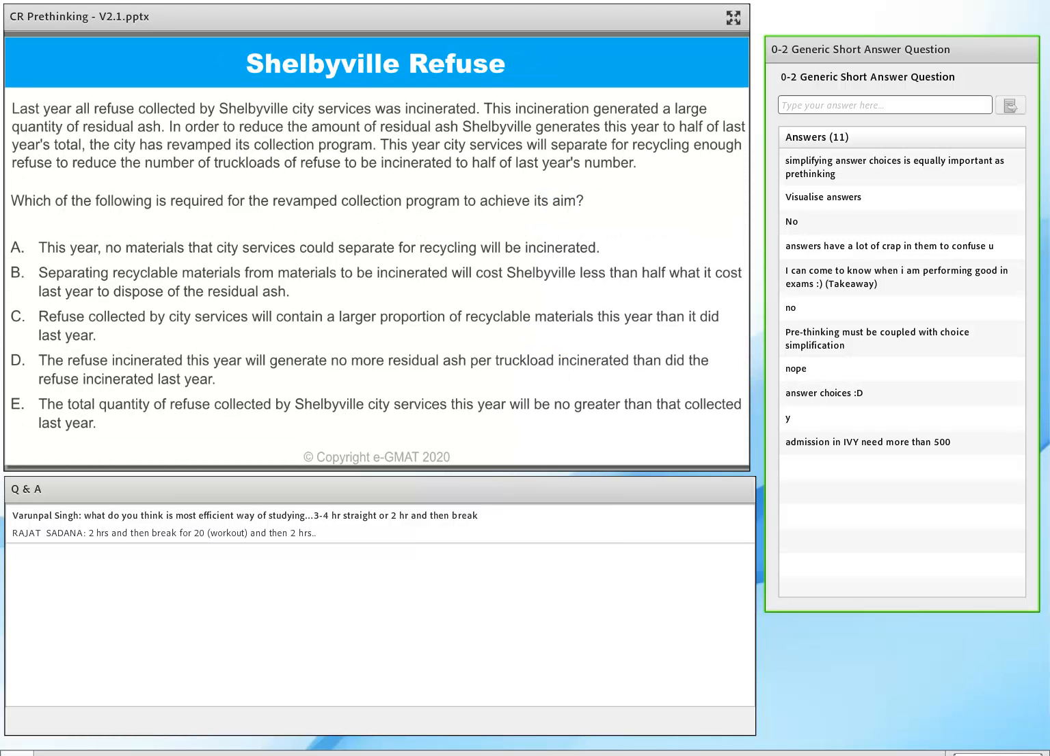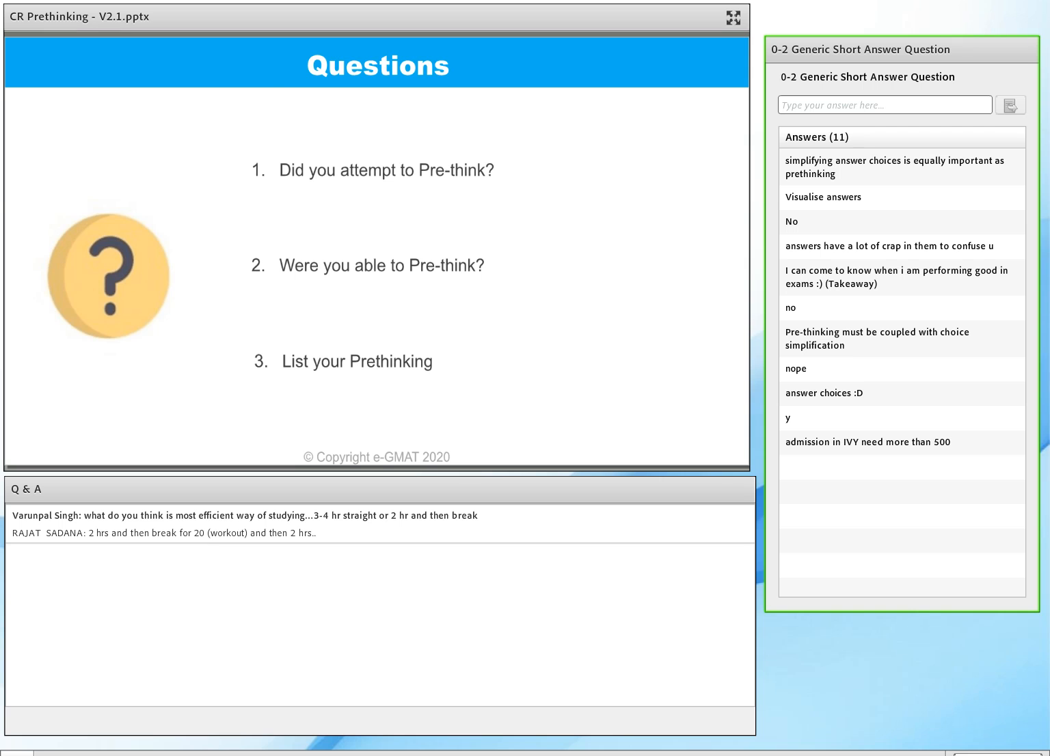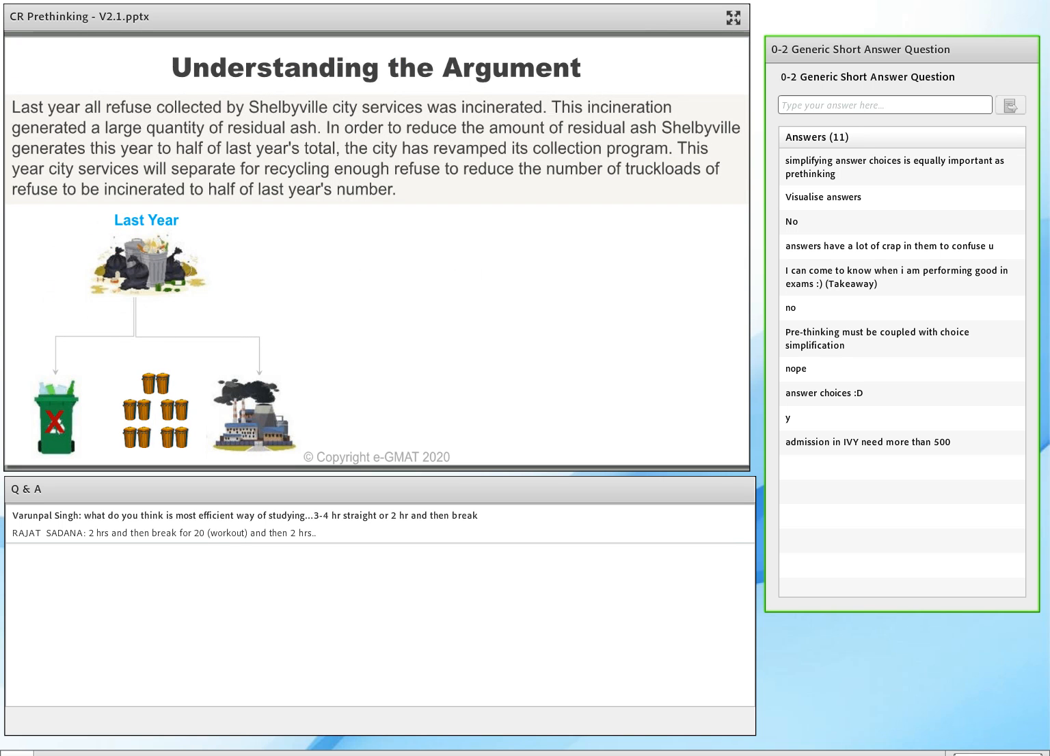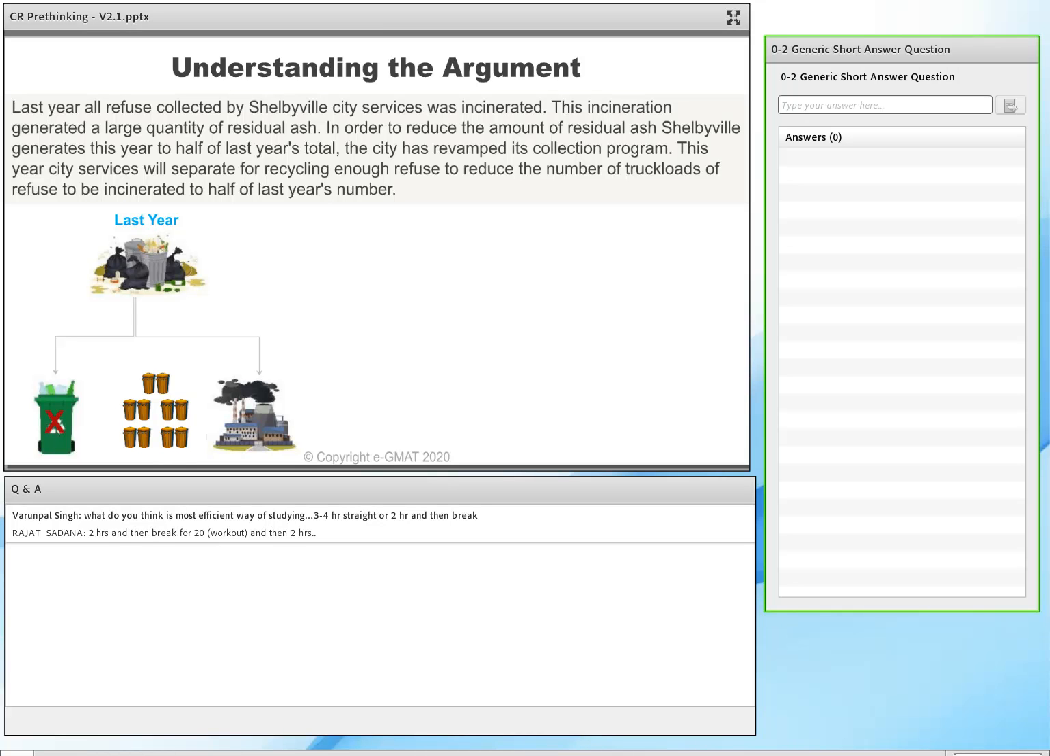Okay, let's talk about Shelby will refuse. This is a fairly simple argument compared to the prior one. Still, this is a 700 level argument. Okay. So what were we doing last year? We're going to take visualization to a slightly newer level this year.